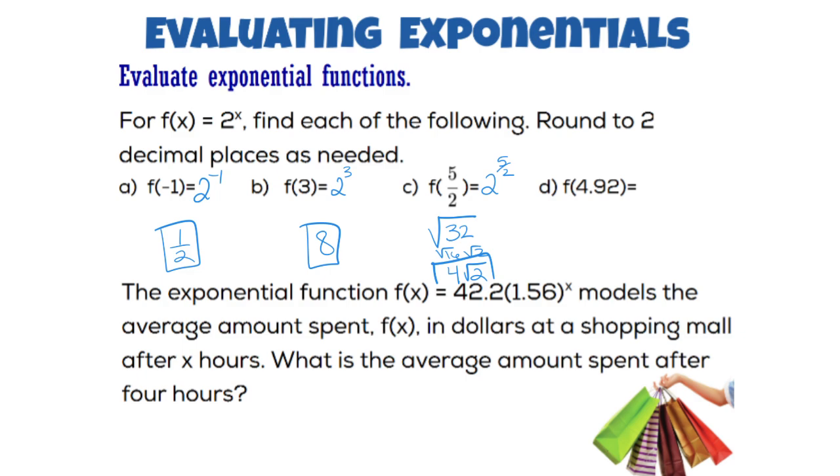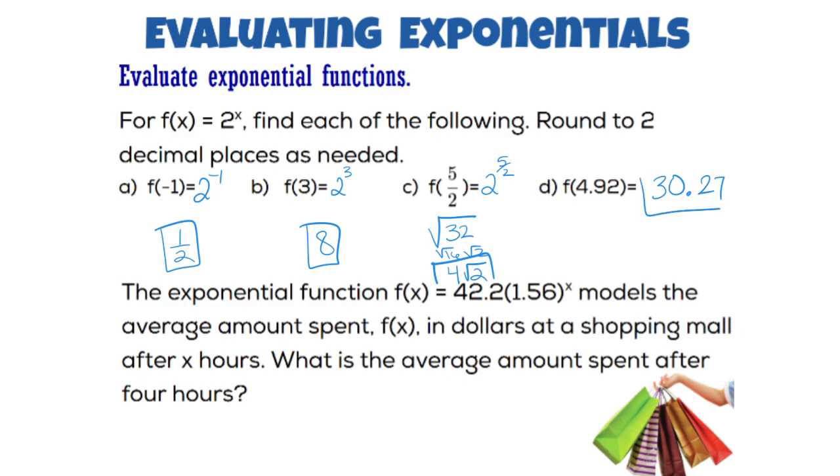So all you're going to do is, if you don't have your calculator, take a second, pause the video, go get it. But what we're going to be doing is just taking a 2, and then use your caret, that up arrow that's right above your division key, and just raise it to the 4.92 power. And rounded to 2 decimal places would be 30.27.